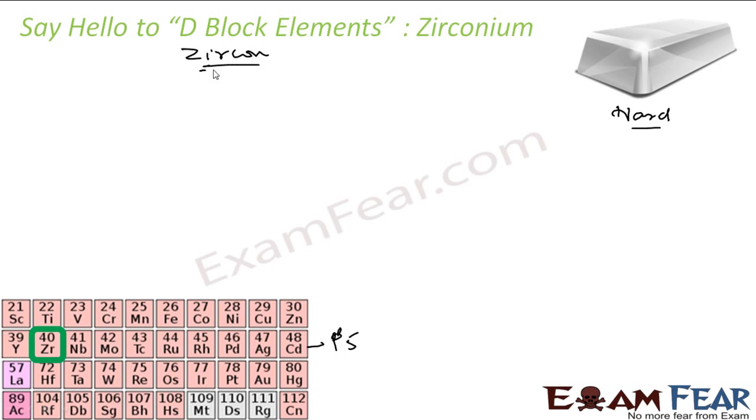There is a mineral zircon. This zircon is actually the main source of zirconium, and thus the name zirconium came. There are 5 isotopes of this naturally occurring, and there is not much biological role for this particular metal. This is hard, this is ductile, and this is malleable also.